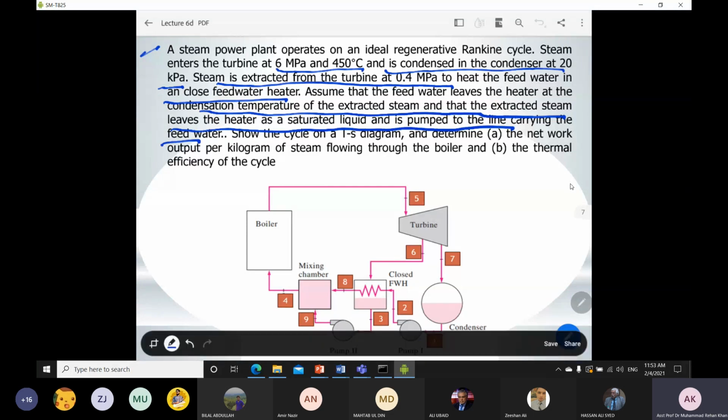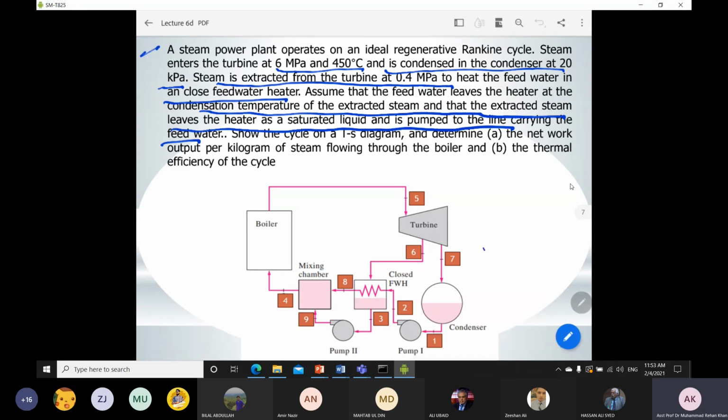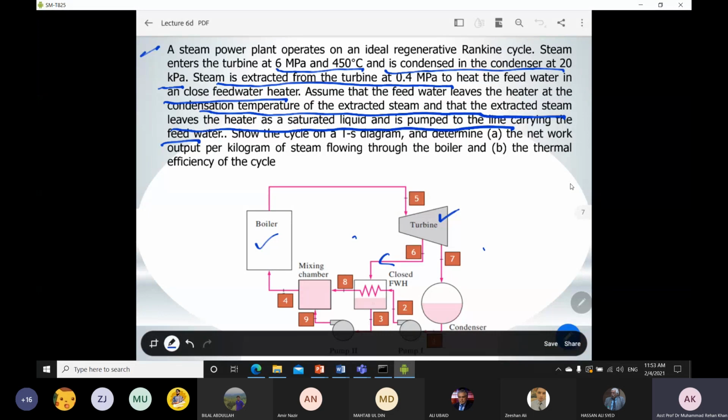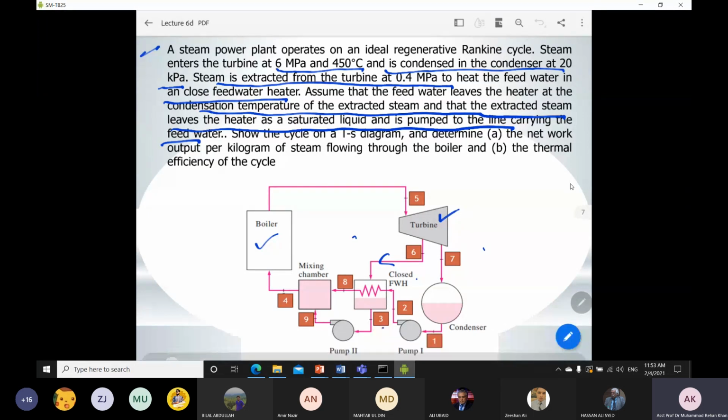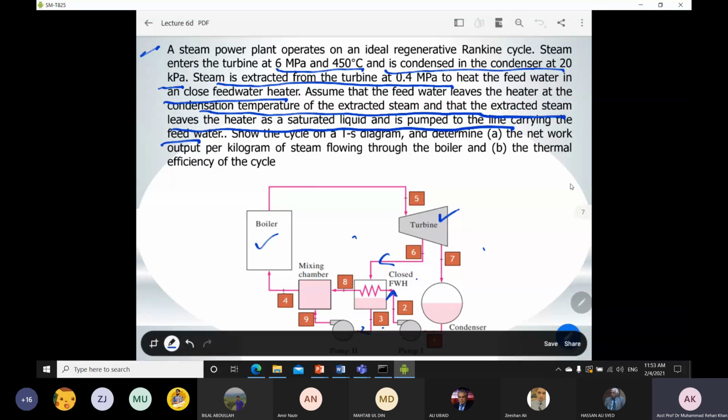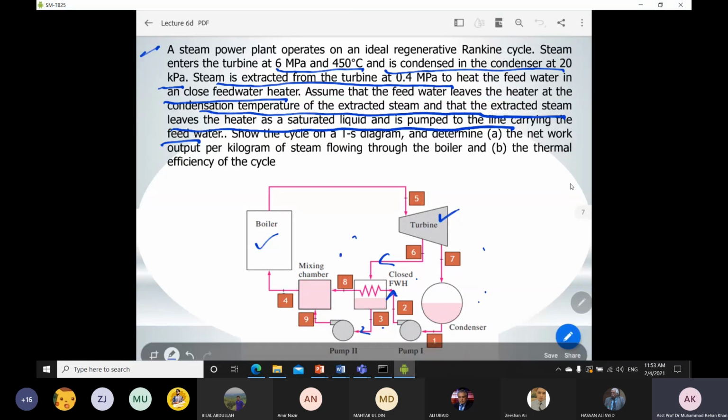Show the cycle on the TS diagram. So you have to build the TS diagram for this cycle and determine the network output per kilogram of the steam flowing through the boiler and the thermal efficiency of the cycle also. Okay, so again you have to just see the schematic diagram: your boiler, turbine, and you have the bleeded steam coming towards 6. It goes to your heat exchanger, and the same mass flow will be at point number 3. At point number 2 there will be a pump, so that is sending the feed water from your condenser also, and then there will be exchange of heat till point number 8.